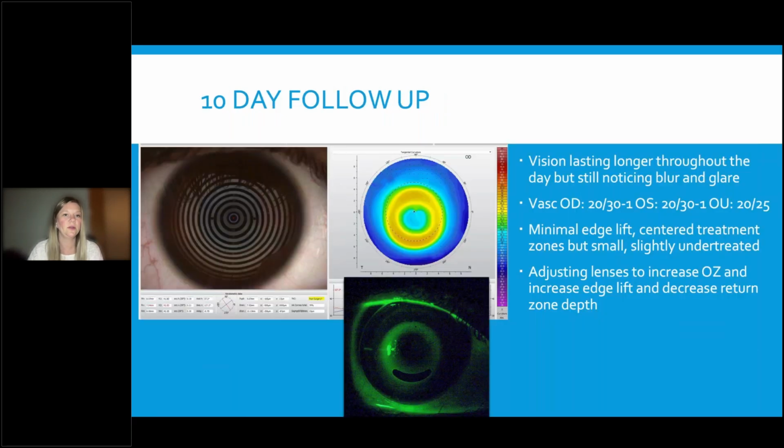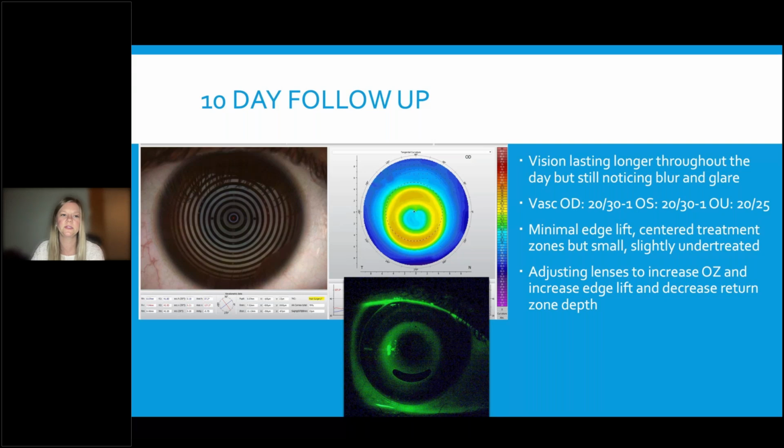So I said, all right, we're in for another week. It will come up at about a week and a half, so about a 10-day follow-up. She did say that her vision was lasting longer throughout the day, but she was still getting a little bit of blur and a little bit of glare. Her vision kind of was still stuck at that 20/30, 20/25 range. And again, that kind of minimal edge lift there that we noted. So I'm thinking, okay, she's got centered treatment zones, but they're a little bit small. They're a little bit undercorrected still.